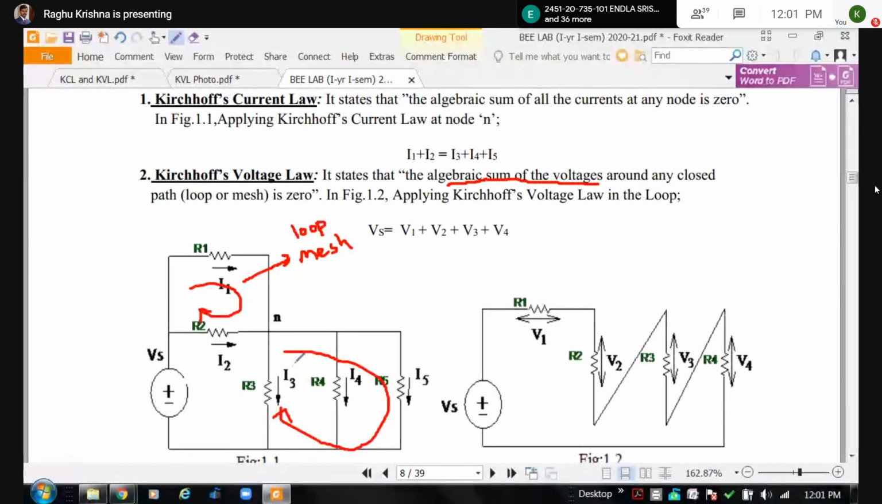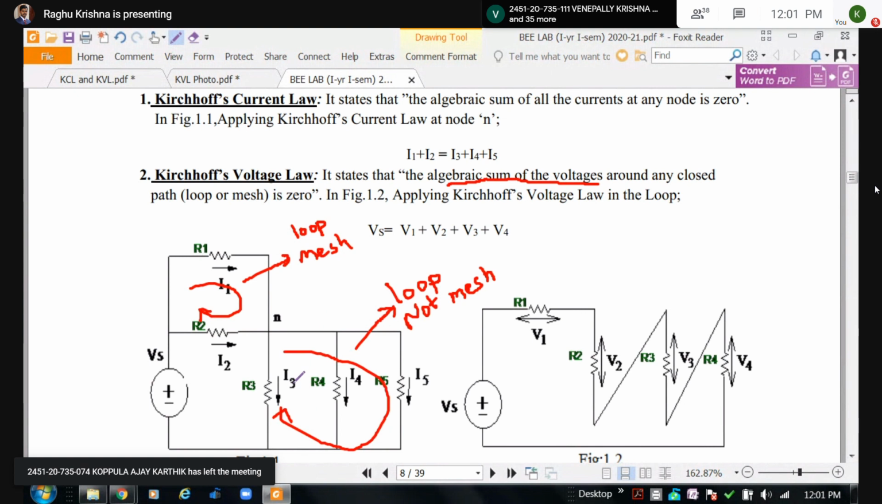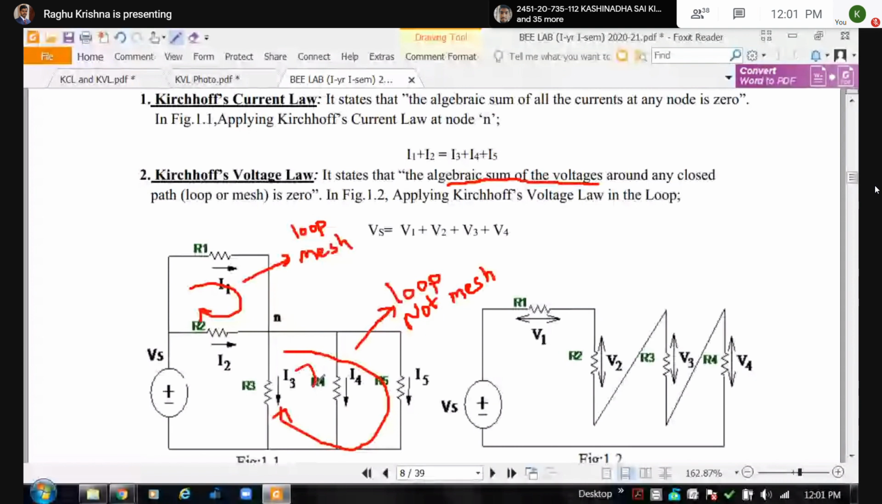If you see this one, R3, R5 forms a loop but not a mesh. A loop can further be divided into meshes. Here, this can be divided into meshes. This is one mesh, this is another mesh. So R3, R4 forms a mesh. So let me draw here.